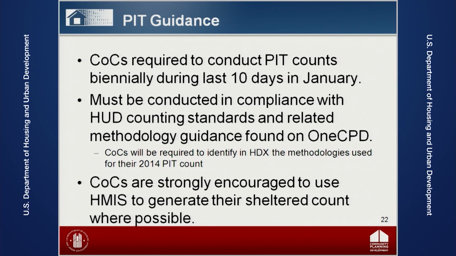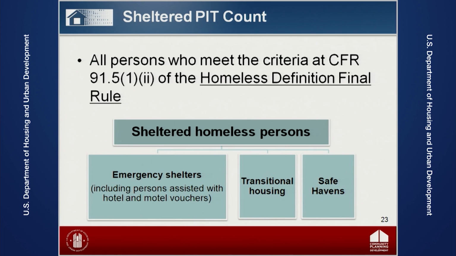CoCs are encouraged to use HMIS to generate their sheltered count where possible. More guidance on this is provided in the notice. For the sheltered count, CoCs should include all the individuals or families who meet the criteria at CFR 91 of the homeless definition final rule.